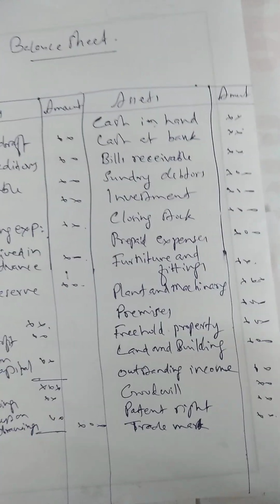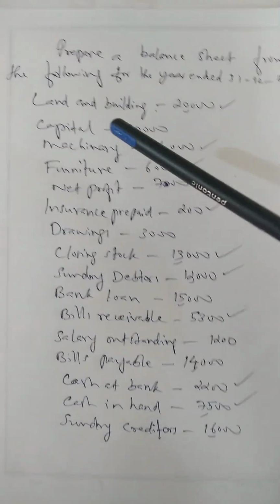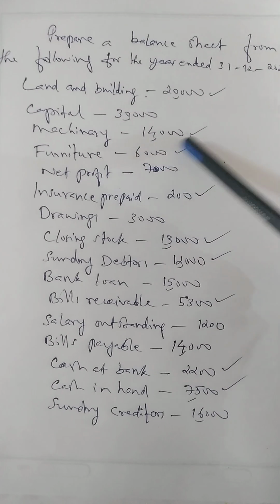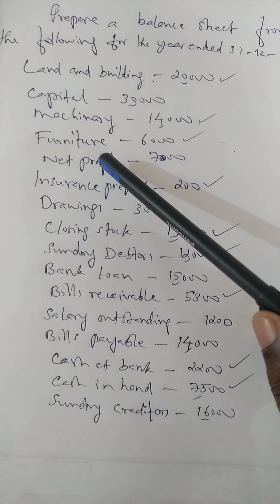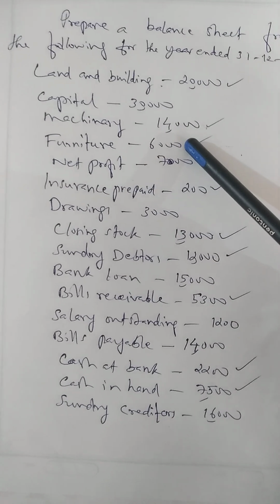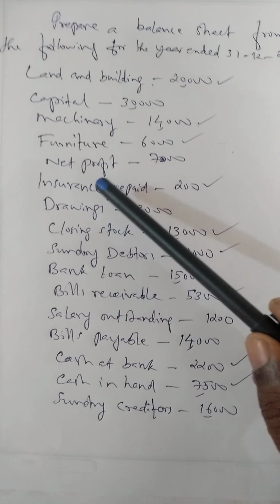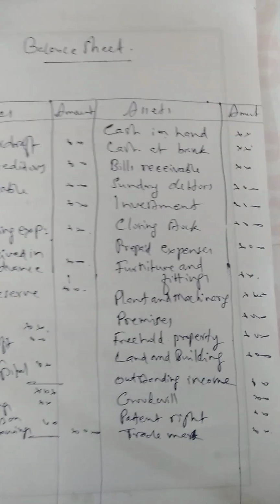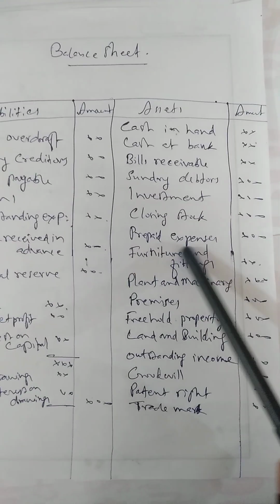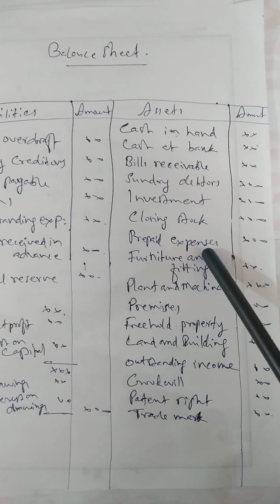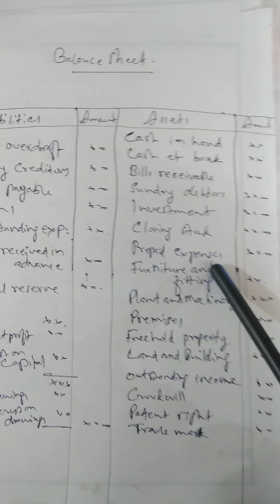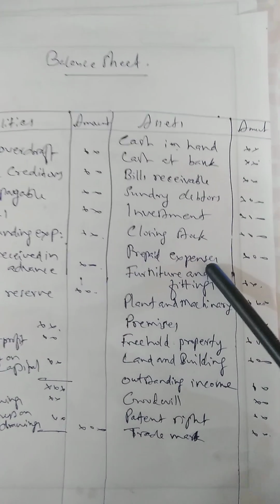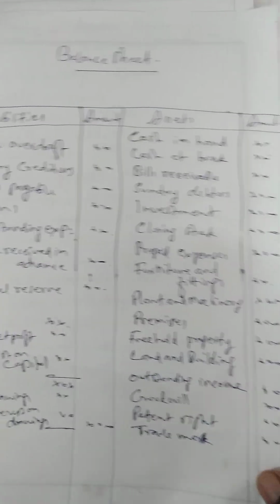In this way, keep this format with yourself, and then check the items in the question. So, land and building is an asset. Machinery, asset. Furniture, asset. I am reading only the ticked items. Insurance prepaid, it is also an asset. See, in the format of the balance sheet, there is an item, prepaid expense. Remember, prepaid expense means any expense paid in advance. That is called a prepaid expense.